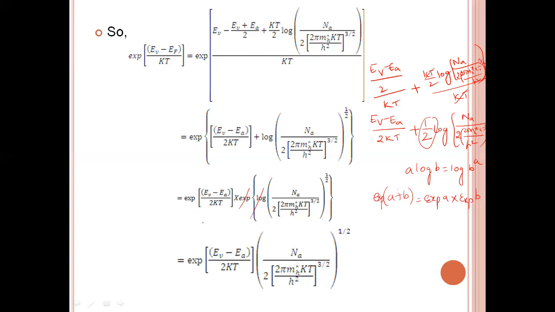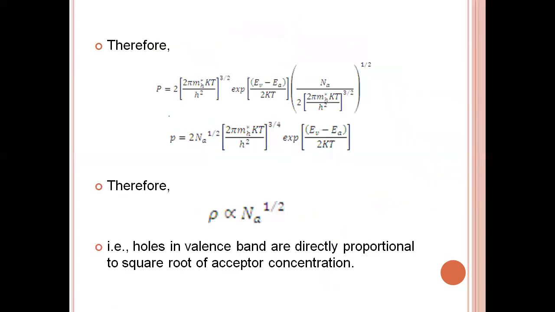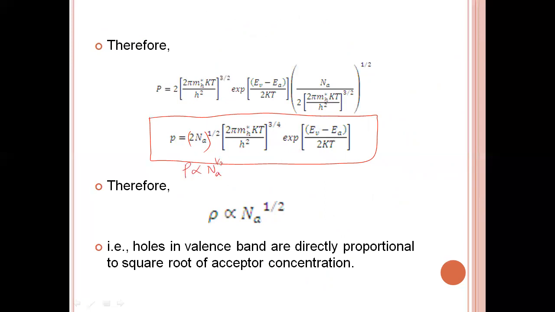Just replacing the same term in the density of holes, you'll get the final expression for the carrier concentration of a p-type extrinsic semiconductor, in which this is whole power 1 by 2. If you observe that 2 pi m h star KT by h square power 3 by 4 is a constant and the exponential function is also a constant, so p is directly proportional to Na power 1 by 2. That is, the carrier concentration of a p-type semiconductor is directly proportional to the square root of the acceptor concentration. So this is all about a p-type extrinsic semiconductor.